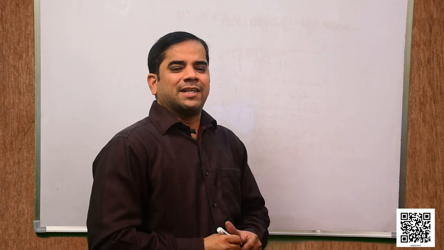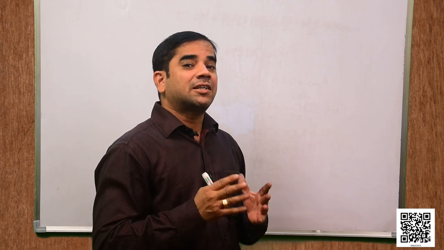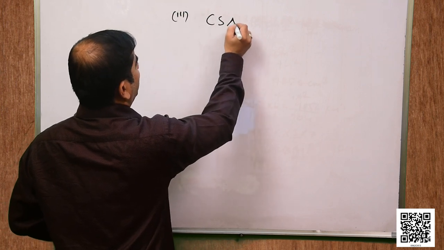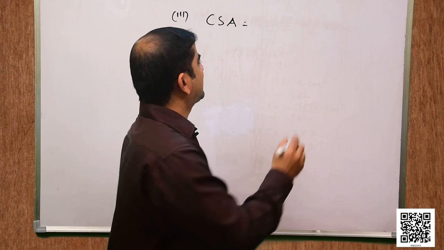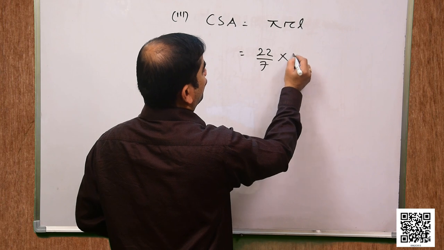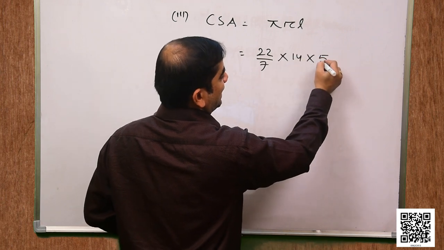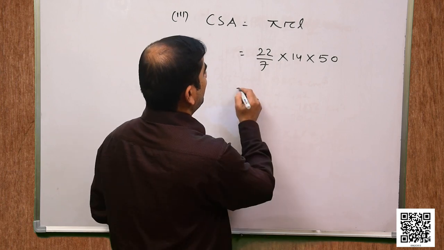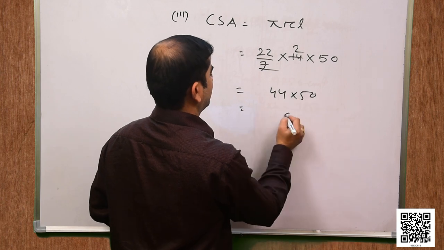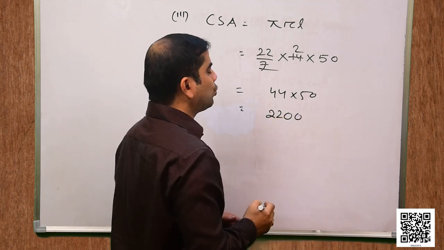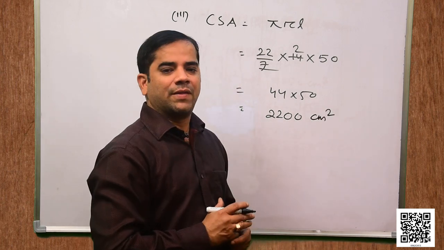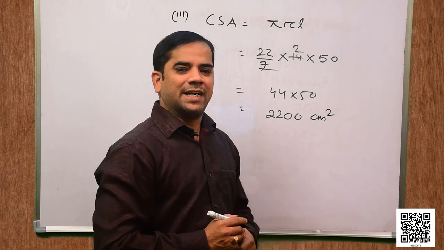Okay, students, bit number 3 asks for the curved surface area. So what is the curved surface area of a cone? That is pi r l. That is equal to 22 by 7 into 14 into 50. Okay, so 44 into 50, 2200 centimeter square. So curved surface area of the cone is found to be 2200 centimeter square.